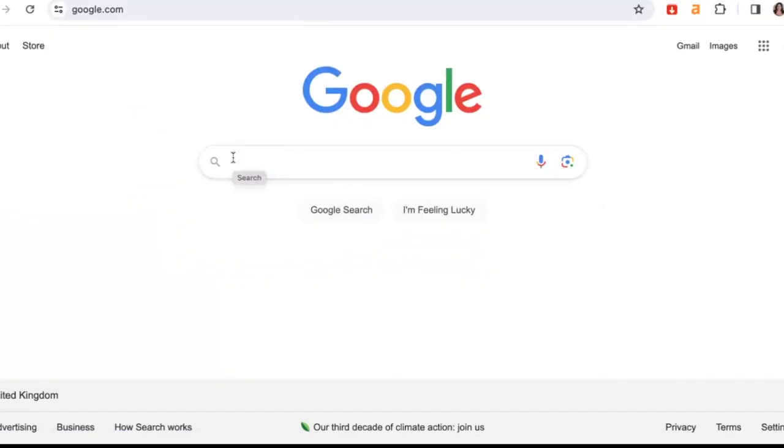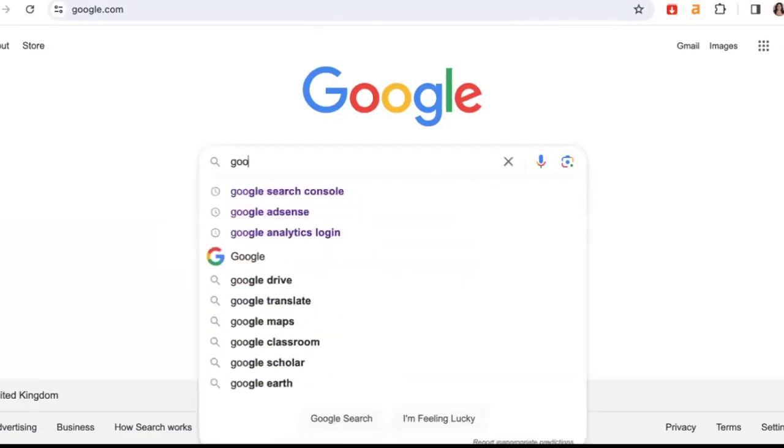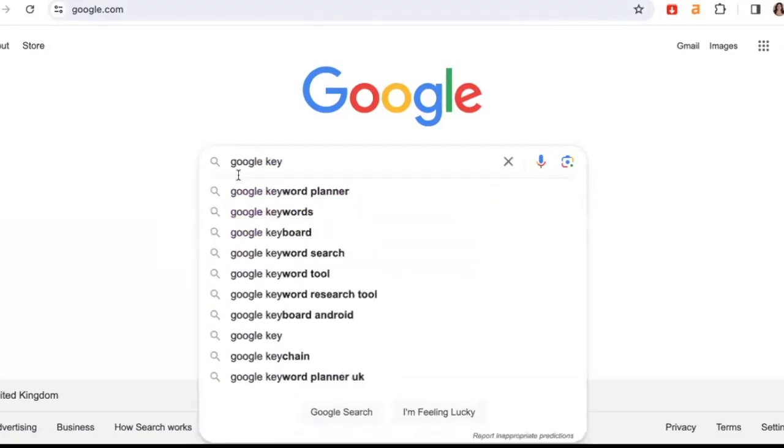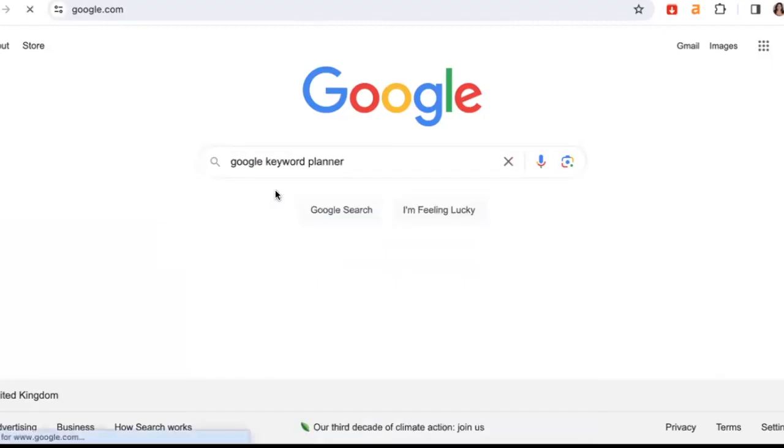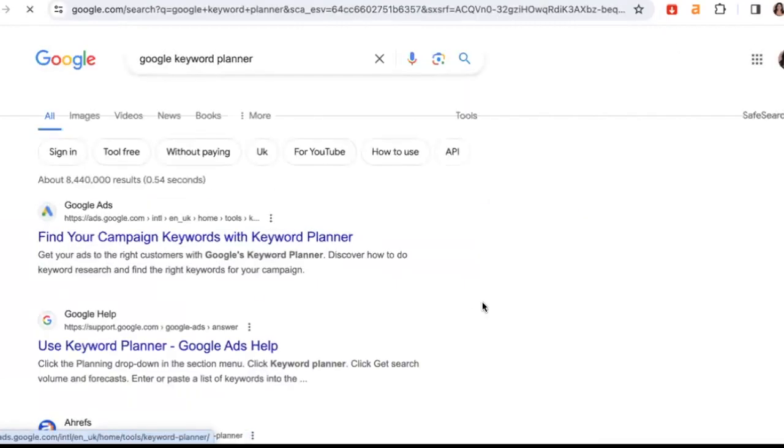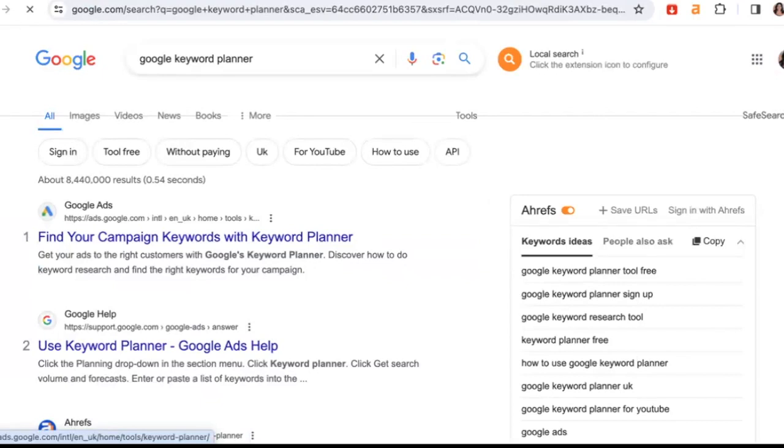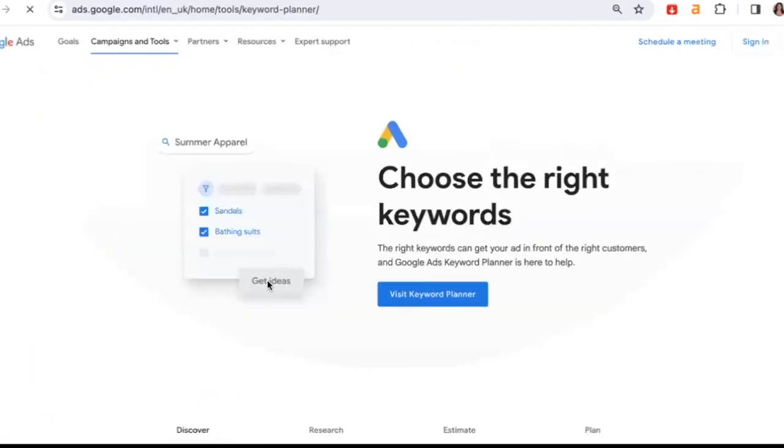So now you have an idea of what you want to write about. Let's talk about the easiest way to undertake some research to ensure that there's actually a demand for this product in the market. The tool you want to be using is called the Google Keyword Planner. Just go to Google right now and type in Google Keyword Planner, okay? Now we're going to click on that first one right there, the ads.google.com link, okay? And then we just go to visit keyword planner.